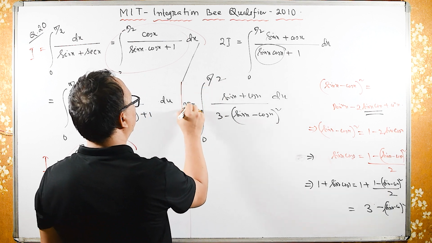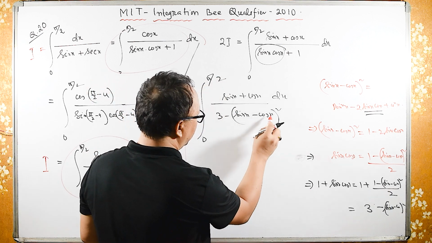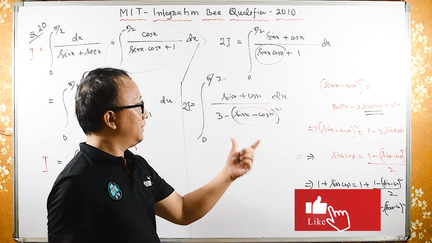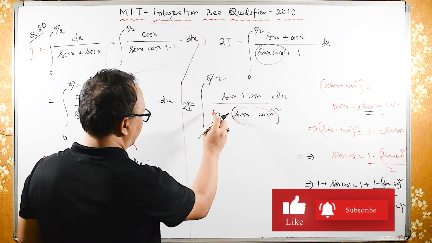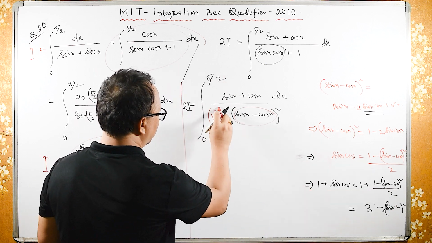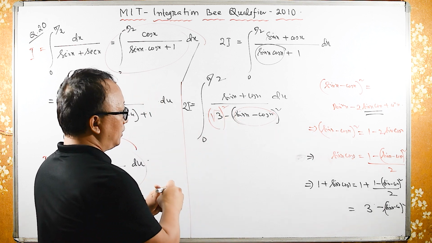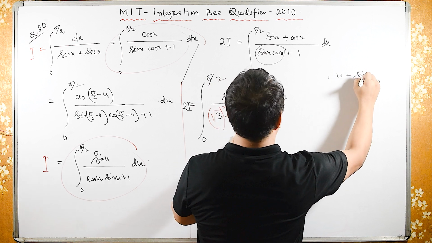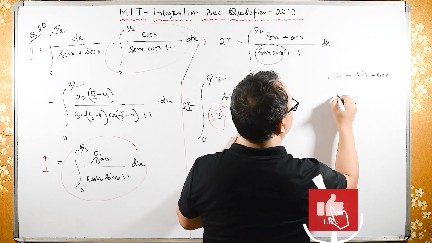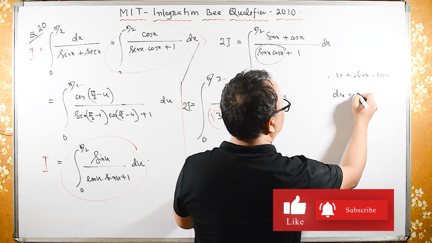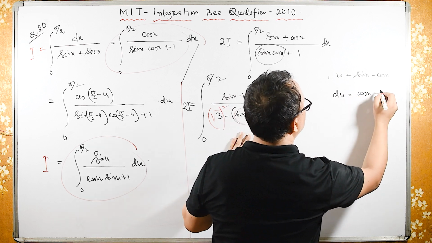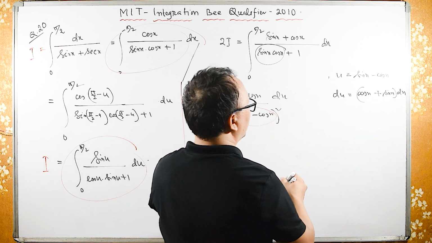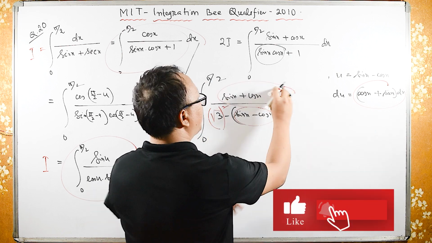On the left hand side we have twice I. If I substitute this as u, then I will get the differentiation over here. Instead of 3, I can write square root of 3 the whole square. Now if I substitute u equals sin x minus cos x, then my du is cos x plus sin x into dx. The whole of this is my du.